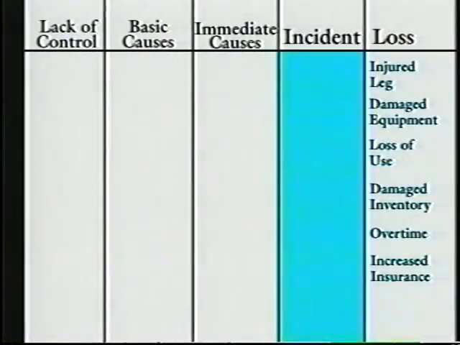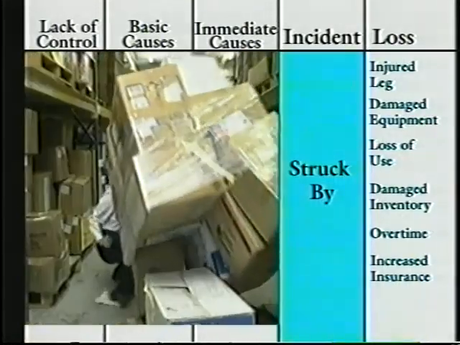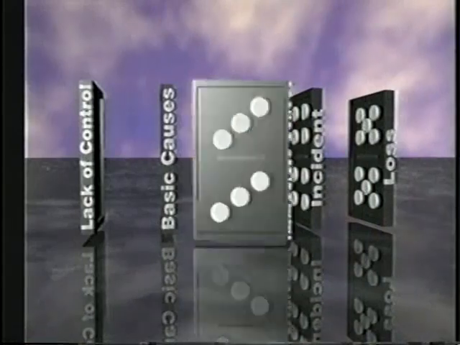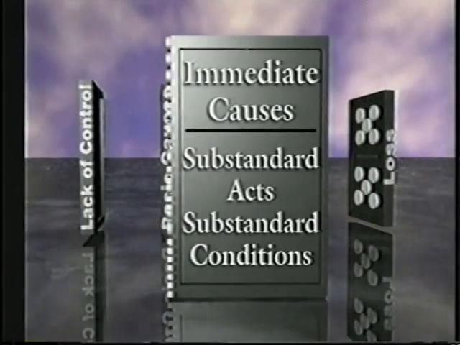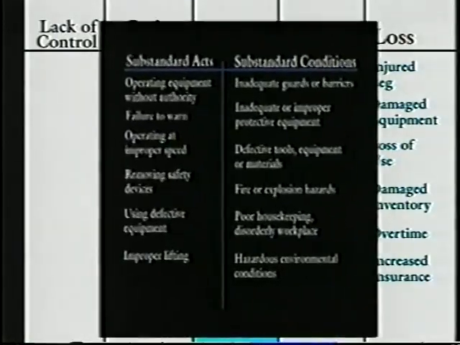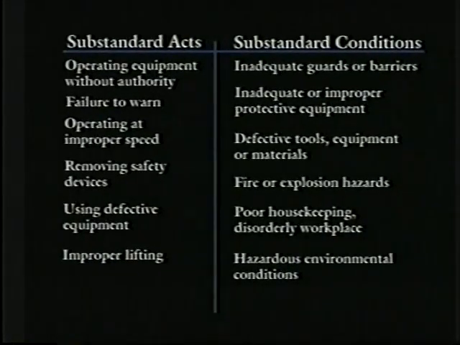A possible contact for this loss was Lisa was struck by a load from a moving forklift. Underneath the immediate causes component, identify the substandard acts and substandard conditions that preceded Lisa being struck by the load. Remember, these can usually be seen or sensed and are measurable. Some examples of acts and conditions that can lead to loss are listed here. Remember, these are only examples. You could develop your own to meet your situation.